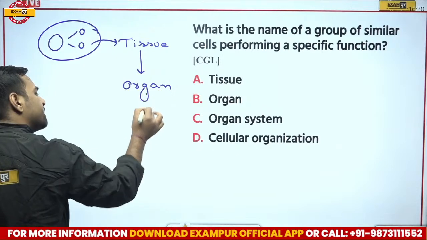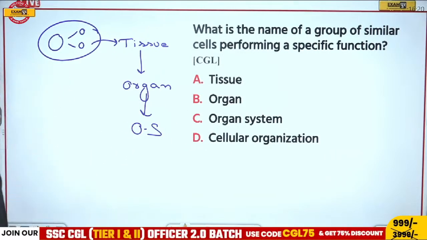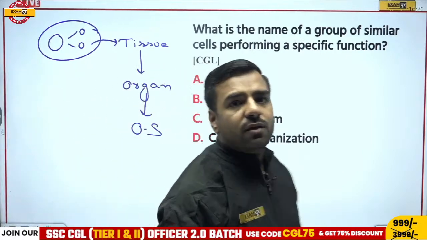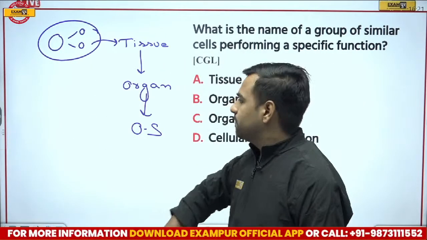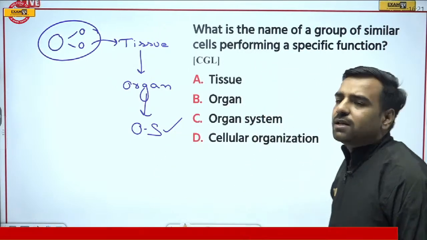And when many organs are there, they will create what? Organ system. What kind of organs? You can talk about stomach, you can talk about liver. When all organs are arranged, you talk about an organ system. So this is the procedure. And the same thing was asked here.